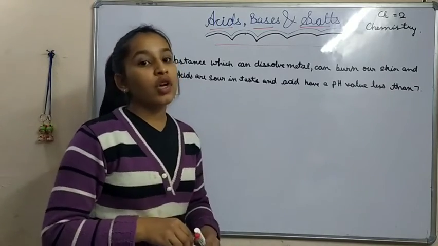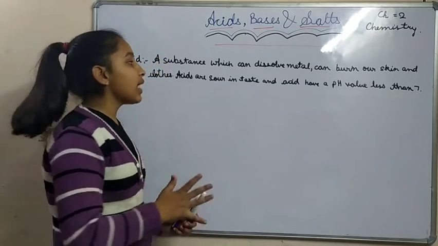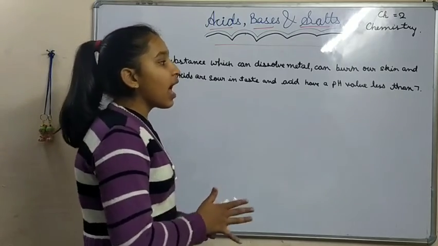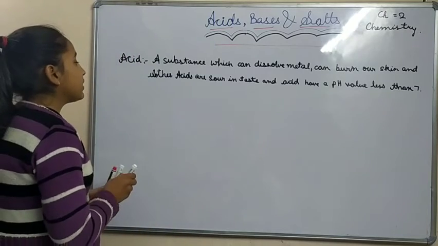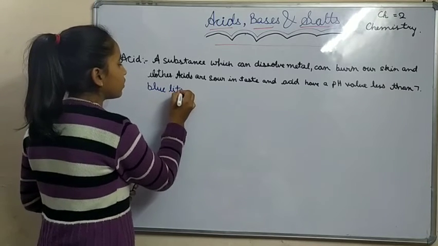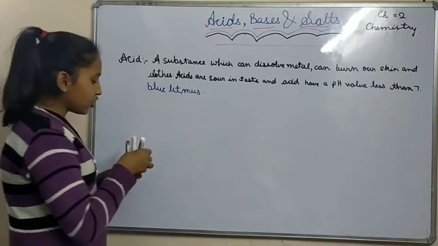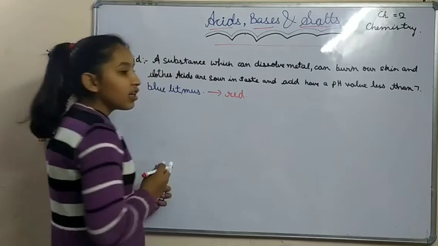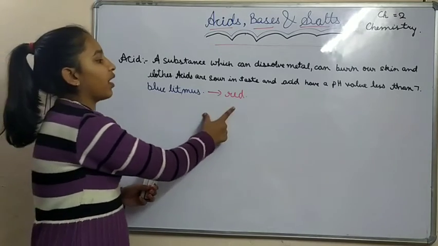Acids are very harmful and very effective. They can dissolve metals, they can burn our skin and clothes. Acids are sour in taste and acids have a pH value less than 7. Now, acids can change the color of blue litmus to red.